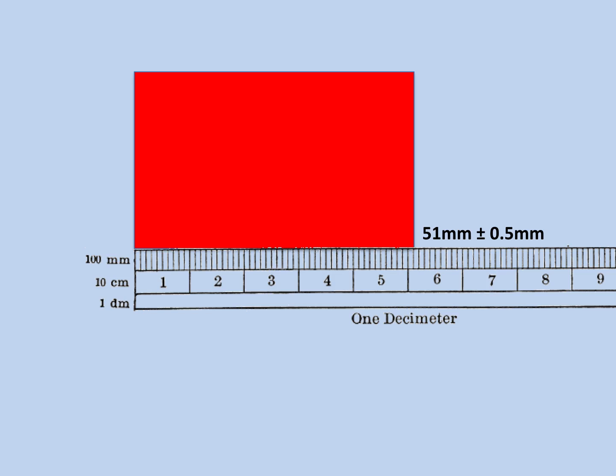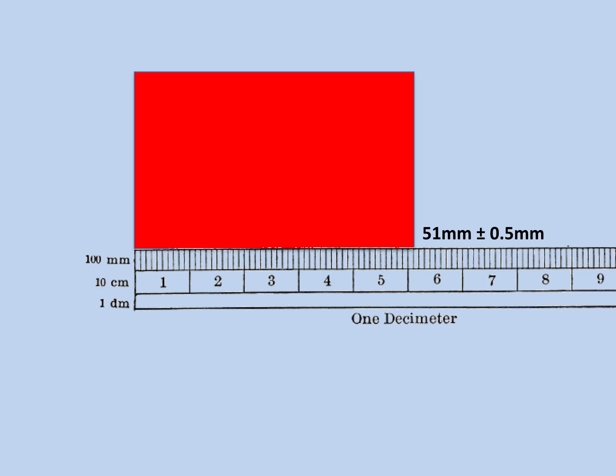but it could be a little bit above, a little bit below. We don't really know 100%. So what we do is we're taking half of the smallest scale division. So if one scale division is 1 millimetre, half of that is 0.5 of a millimetre. So the length could be 50.5 millimetres or up to 51.5 millimetres.